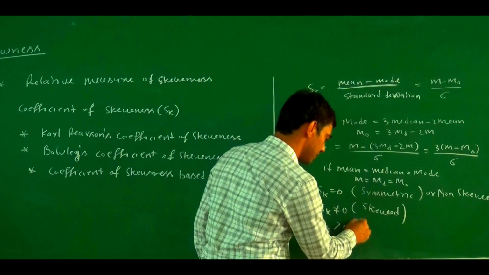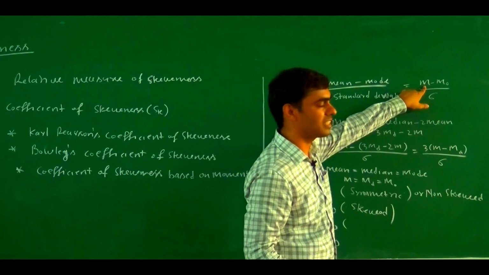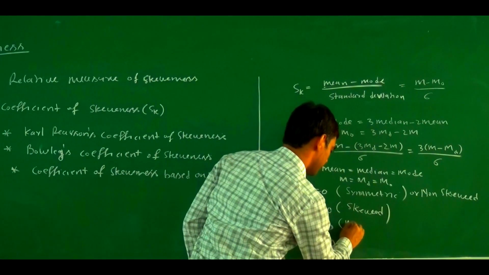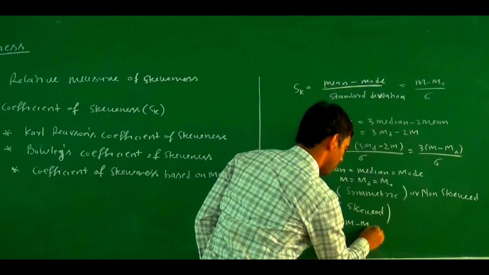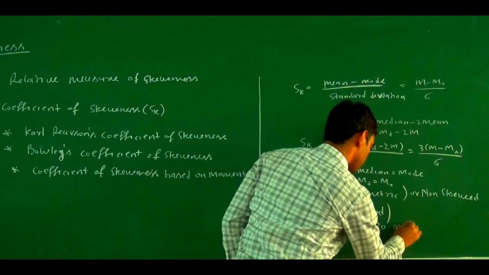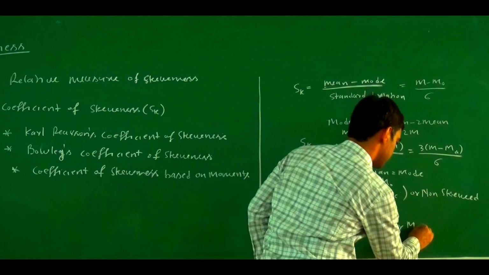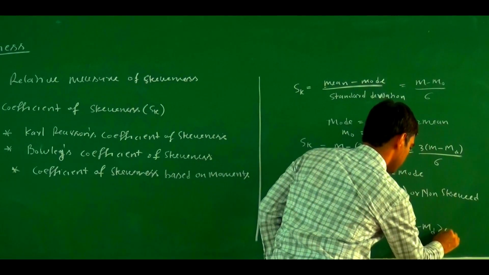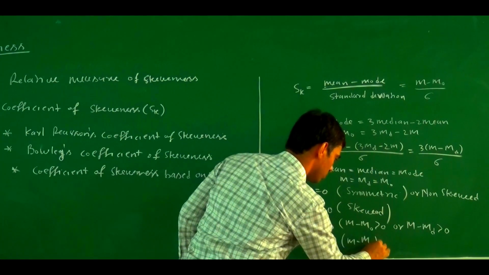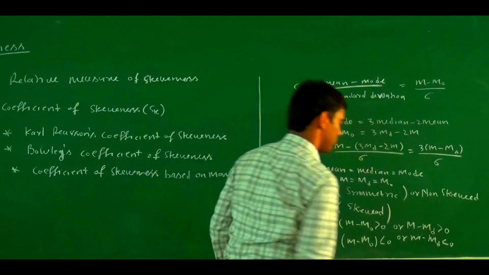If Sk is greater than 0, then what will happen here? If we closely observe, Sk greater than 0 means mean minus mode is greater than 0. This implies that mean minus mode, M minus Mo, is greater than 0, or M minus Md is greater than 0. In the second case, M minus Mo is less than 0, or M minus Md is less than 0.